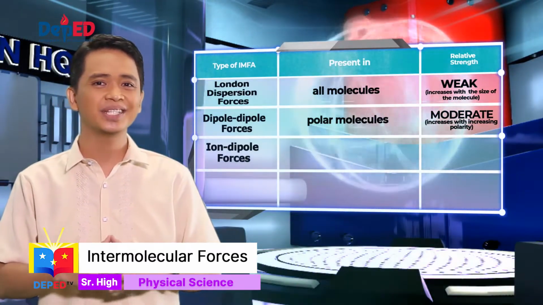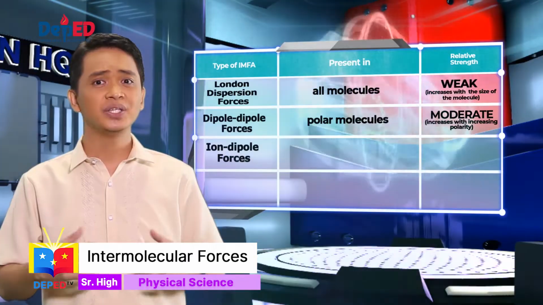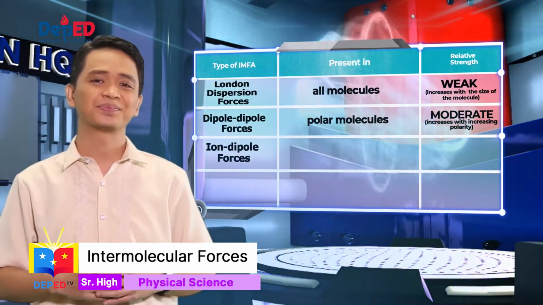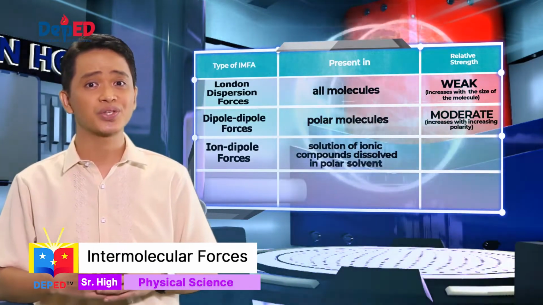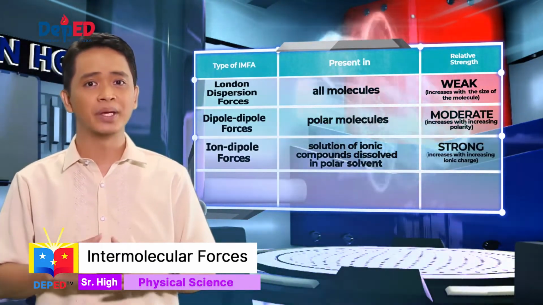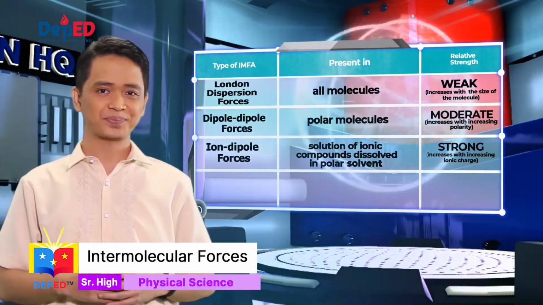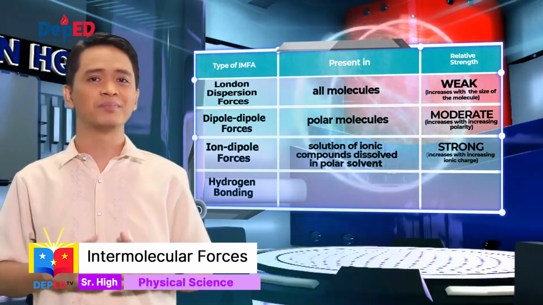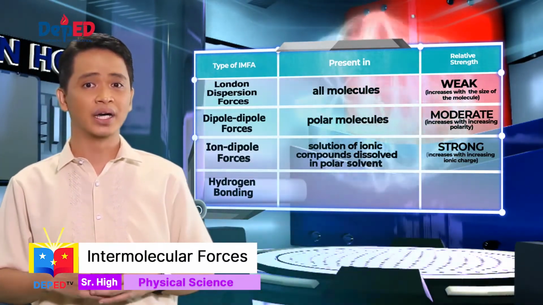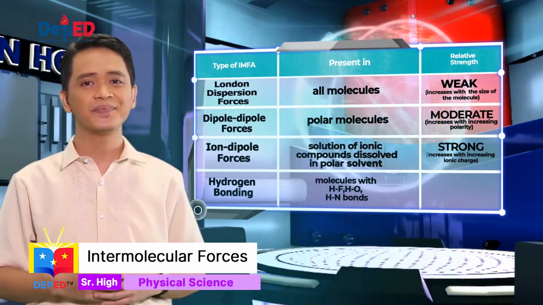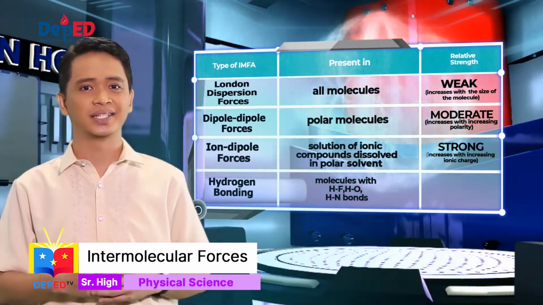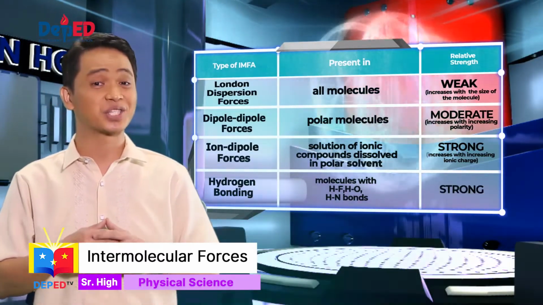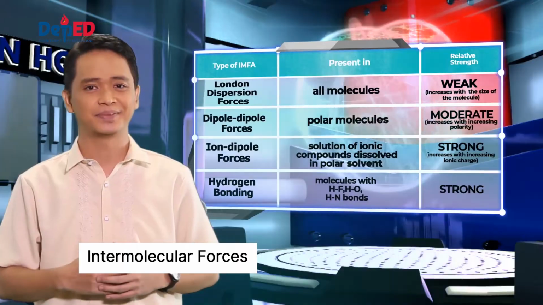The third is the ion-dipole forces. Can you tell in which molecules this type of IMFA exists? It is present in solutions of ionic compounds dissolved in polar solvents like water. And finally, the last type of IMFA is hydrogen bonding. Hydrogen bonds with molecules containing fluorine, oxygen, or nitrogen. And what can you say about its strength? Yes, it is a strong type of IMFA.